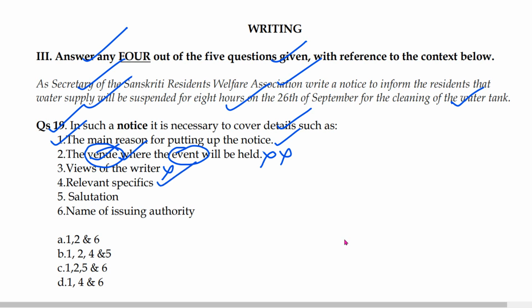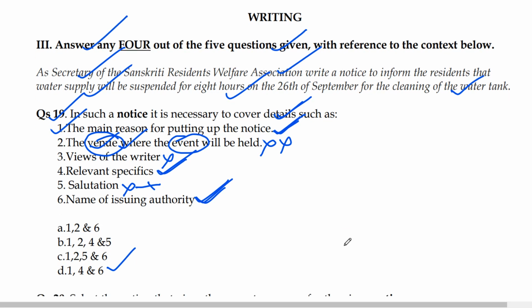Relevant specifics. Yes. What are the relevant points? The specific relevant points should be included there. Salutation. No salutation is needed for a notice, like sir, dear friends, like that. Salutation we use only in letter writing. Name of issuing authority. Yes, who is giving the notice, who wrote the notice, the issuing authority's name should be mentioned in the notice. So 3 ticks we come across: 1, 4 and 6. So D is the correct option for the first question.